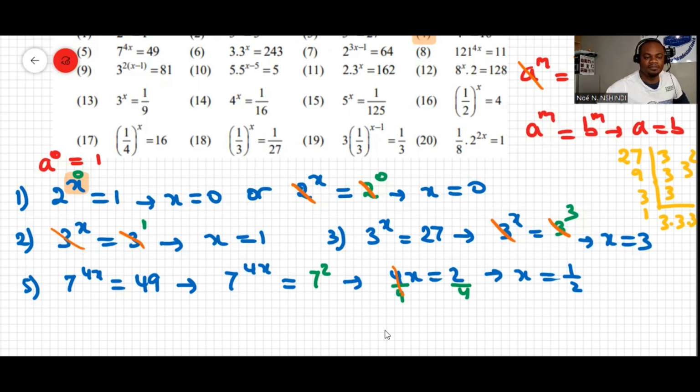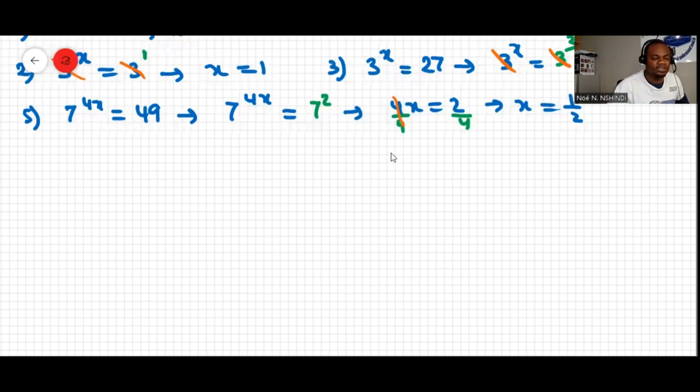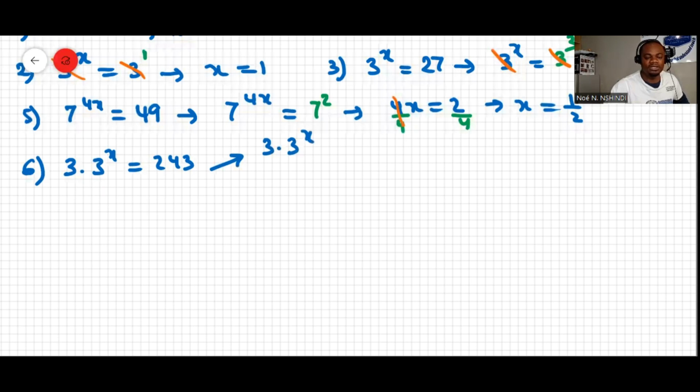And then we can do question 6. 3 times 3 to the x equal to 243. So in a situation like this, we can either get rid of this 3, or we can apply the other approach. Let's do this the two different ways. One way is we divide by 3 both sides. So 3 times 3 to the x equal to 243. We get rid of this 3, we divide by 3, and then this will be 3 to the power of x.